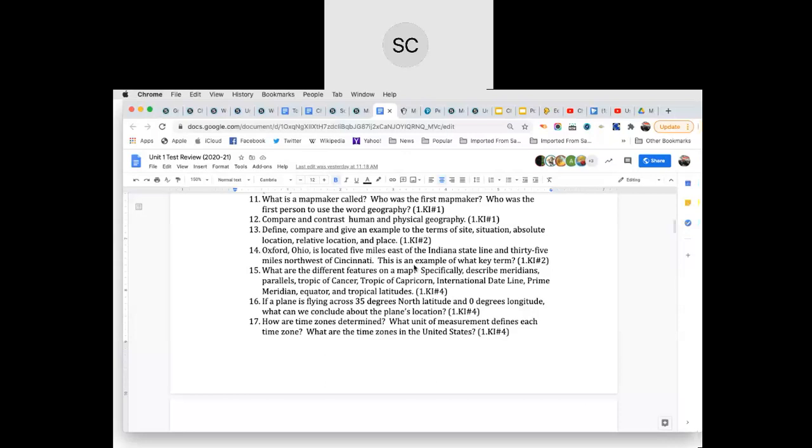Absolute location is a mathematical location, so that gives exact coordinates down to the degree and minute, well, to the degree, hour, minute, and second. Relative location is going to be lacking mathematical coordinates, so it's going to be a broad location. It's not going to have an address. It's not going to have definitive coordinates.